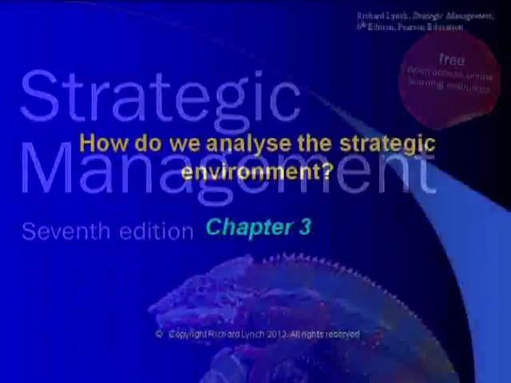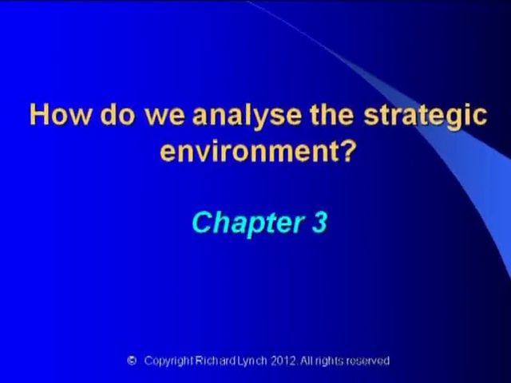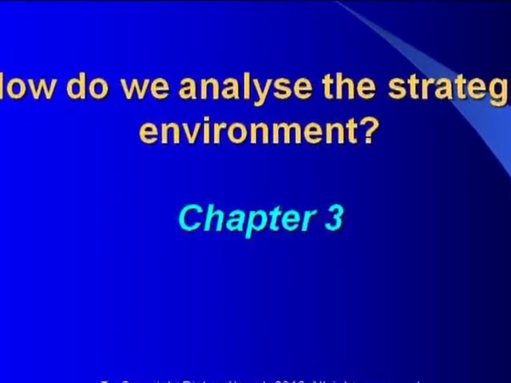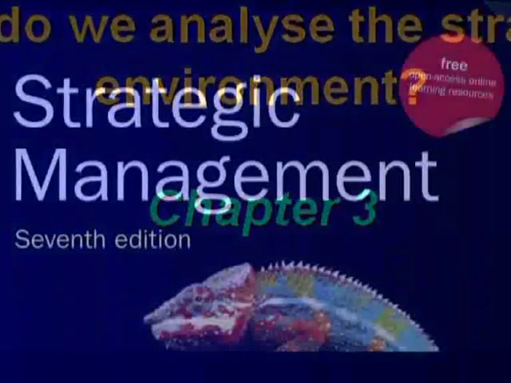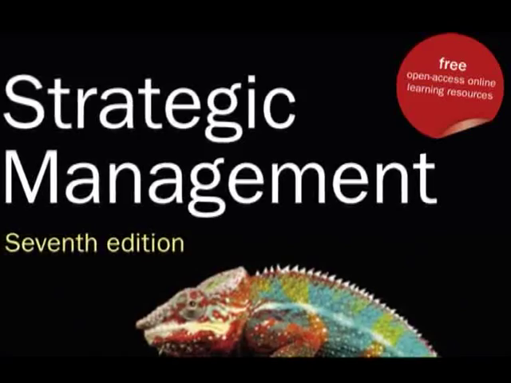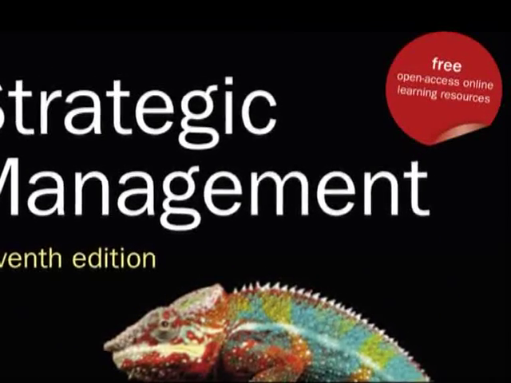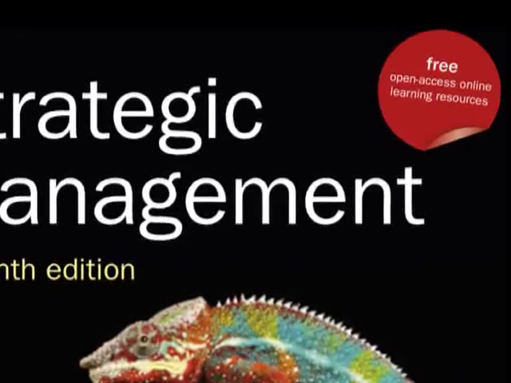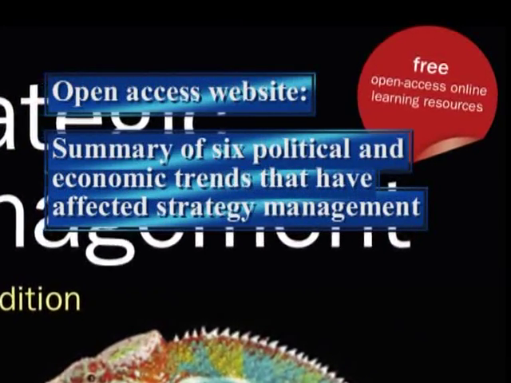Chapter 3 analyses the strategic environment, which is the first task of both prescriptive and emergent strategic processes. In addition to the material in the book itself, the open access website for Chapter 3 has some additional material. There's a summary of 6 political and economic trends that have affected strategic management.